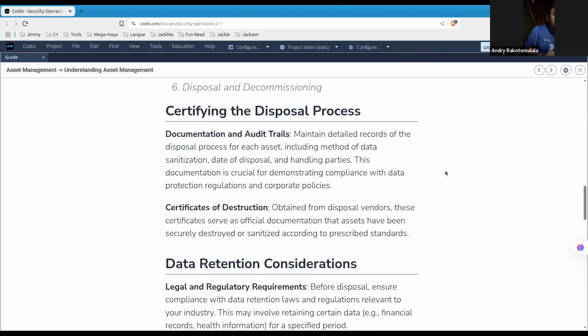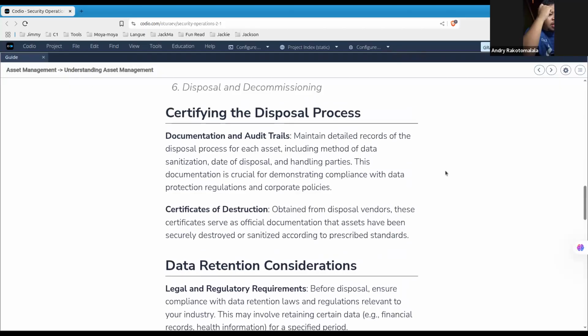Now, I can summarize this in one simple statement. The process of certifying the disposal is that certificate that says you have ethically and completely destroyed this specific asset, and it can be used in an audit trail. When you document this, if an auditor asks what asset has been destroyed, when was it destroyed, and how, all you have to do is present them with that certificate and it will serve as enough evidence.